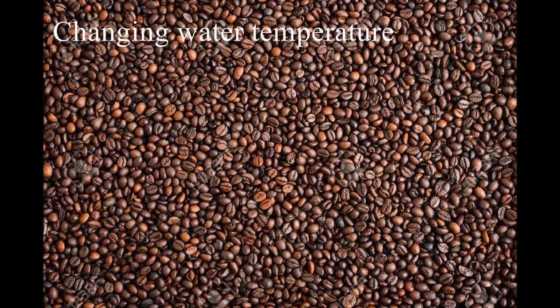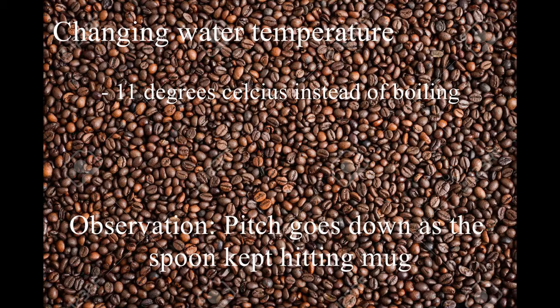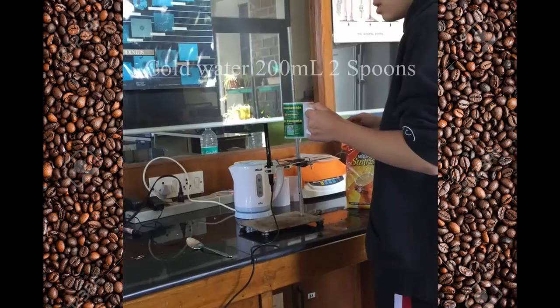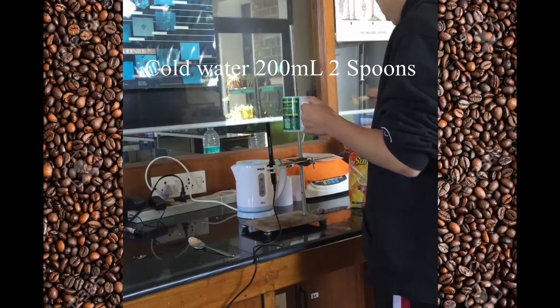Thirdly, we tried cold water, which is around 11 degrees, instead of the hot water we were using. Interestingly, we found out that cold water produces a reverse hot chocolate effect, in which the pitch goes down. Cold water, 200 ml, 1 teaspoon.